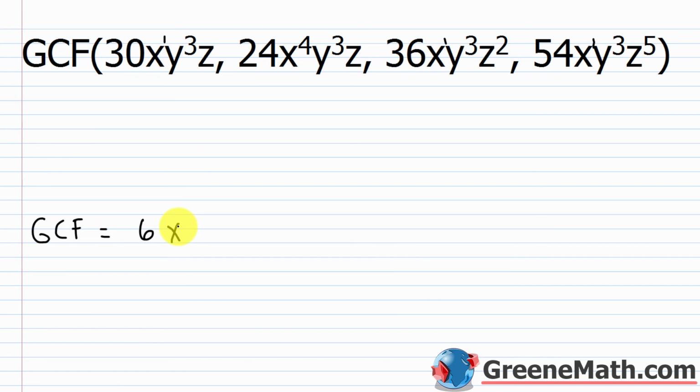Now the next variable, we have y cubed. So y cubed, y cubed, y cubed, and y cubed. So everything is y cubed. So the smallest exponent is a 3. That's going to go in there. So this is going to be y cubed. And then for the variable z, I have z, z, z squared, and z to the fifth power. The smallest exponent is a 1, so I just throw a z in there. And so my greatest common factor is going to be 6xy cubed z.